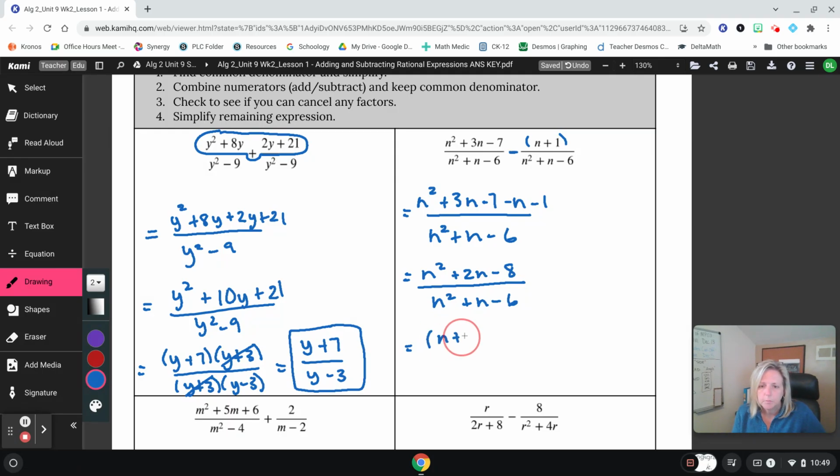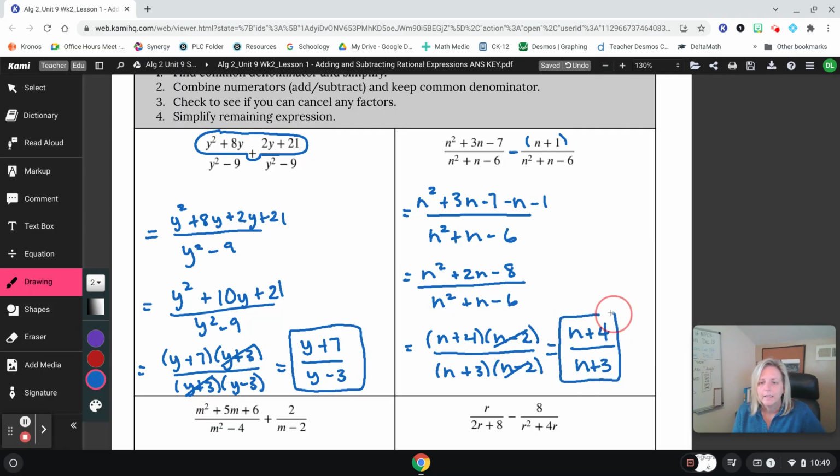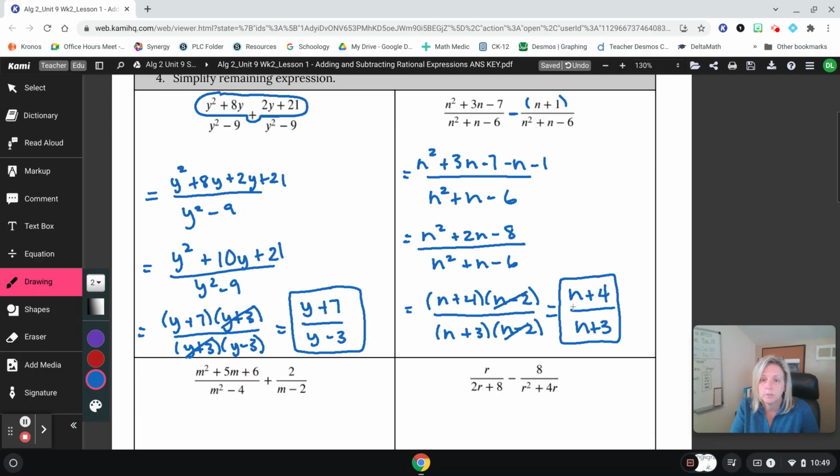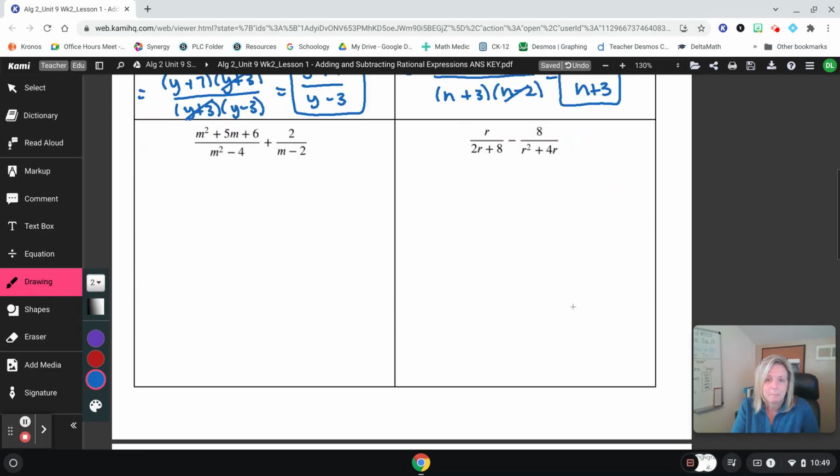So we should get n plus 4 and an n minus 2 all over an n plus 3 and n minus 2. The n minus 2 will cancel in both, and we have n plus 4 over n plus 3. If you simplify and you notice that you have more that you can factor out, you can just factor again and just keep doing that until you get to a completely simplified answer.